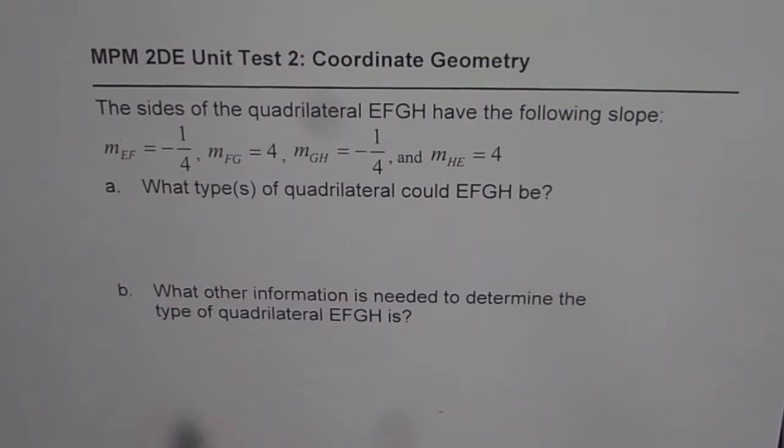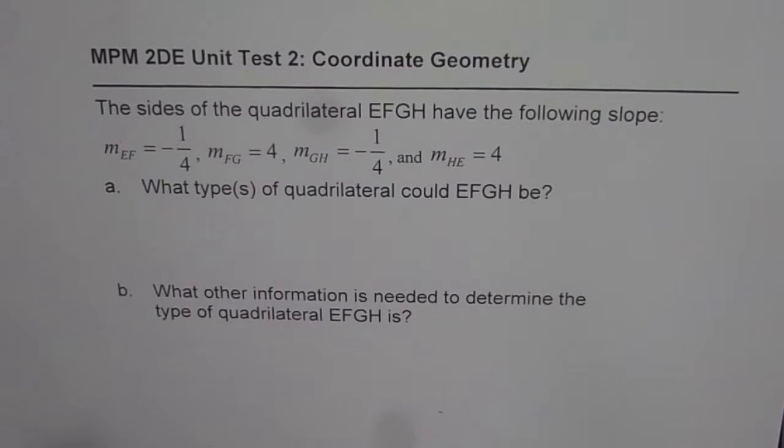That's the first part. And the second part is, what other information is needed to determine the type of quadrilateral EFGH is? So you need to figure out what type of quadrilateral it is and what additional information is needed to really find what quadrilateral it is. Okay, I'd like you to pause the video and answer the question.